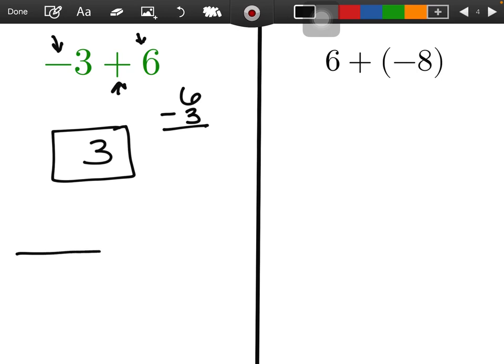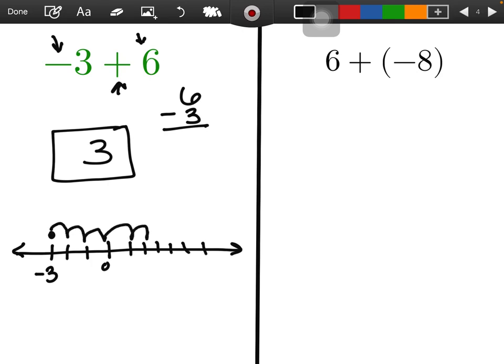If I were to look at this on a number line, sometimes it makes more sense. 1, 2, 3, 4, 5, 6. I have 1, 2, 3. Here is my negative 3. And I'm going to add 6. So I'll go 1, 2, 3, 4, 5, and 6. And I'm going to land at positive 3.